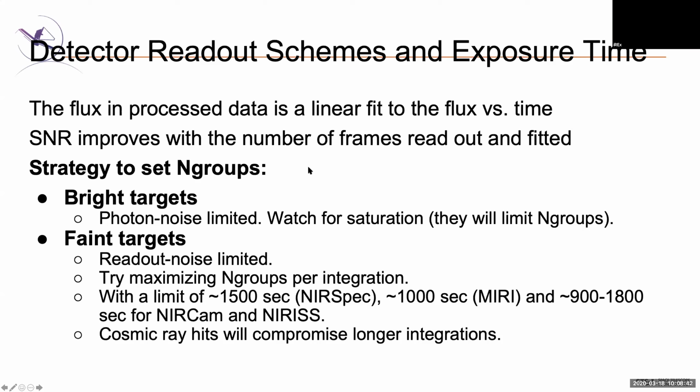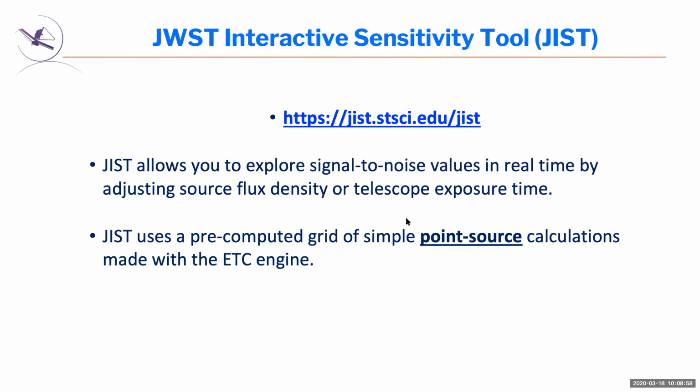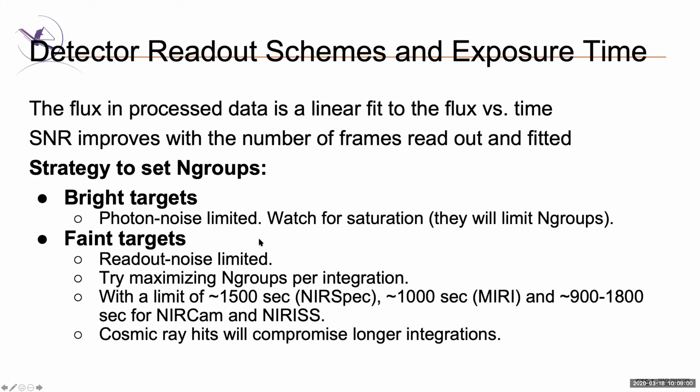That's where strategy to set your N groups is important. If you're observing a bright target, then you're in a regime where you're photon noise limited, and what you should watch for is saturation. So you should use the number of groups that will prevent saturation. So you'll have, say, N groups of less than 10, perhaps.